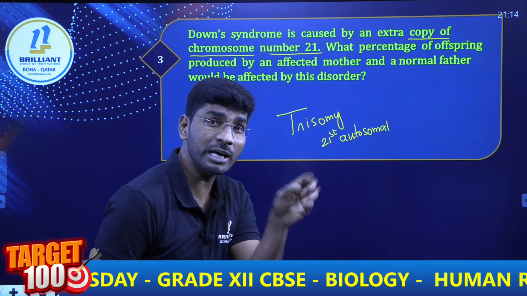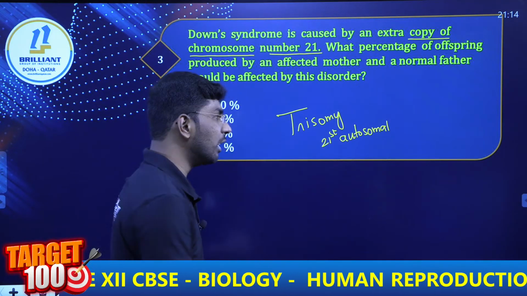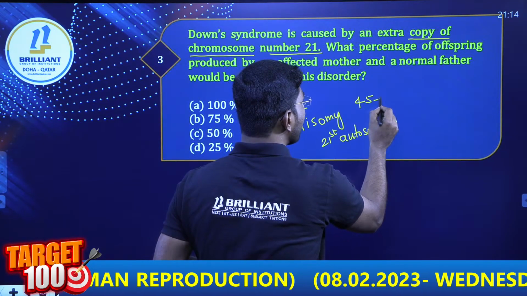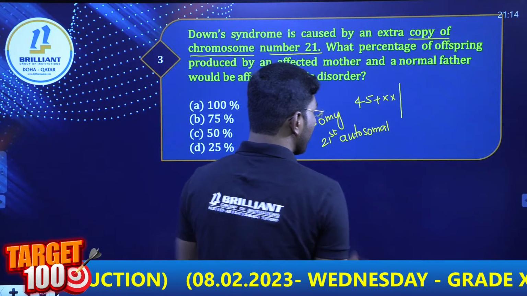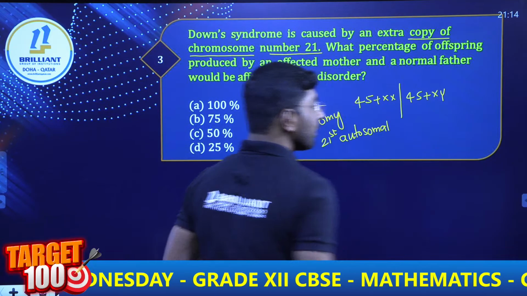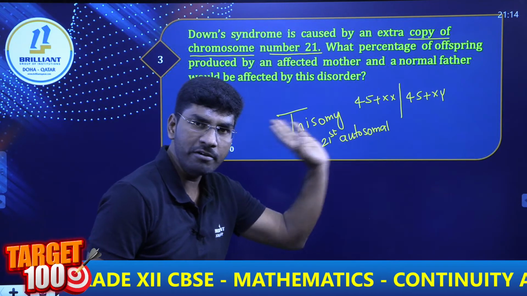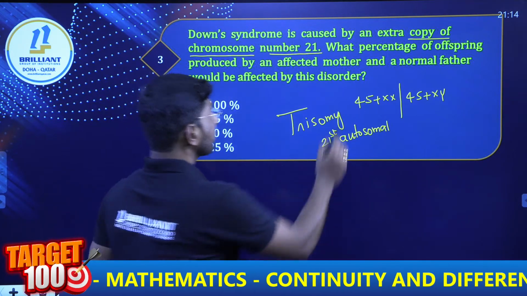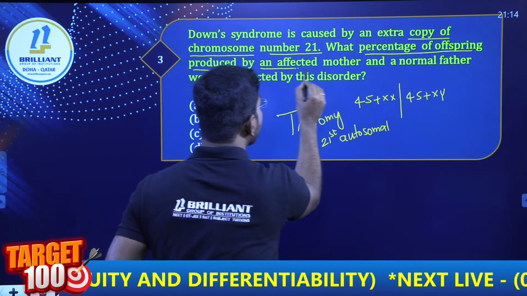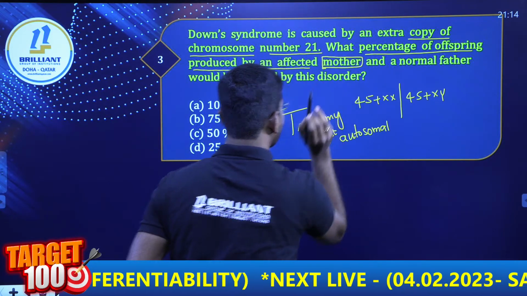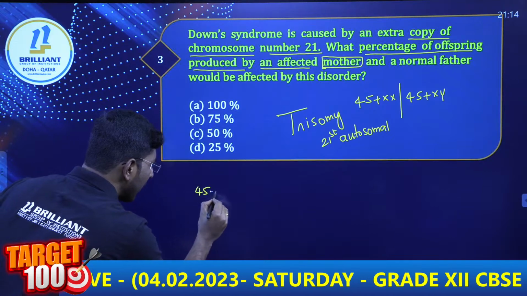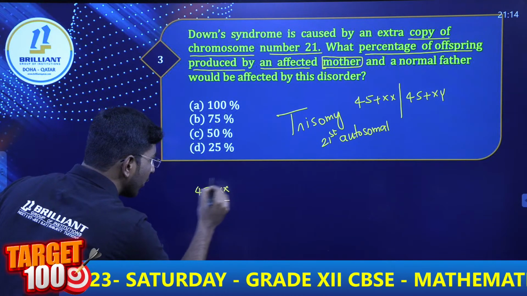So what is the karyotype of this individual? I can write the karyotype as 44 autosomes plus XX if it is female, or 44 plus XY. Am I clear? It could be both male and female. Now look at the question. What percentage of offspring produced by an affected mother, that means female? Let me write here: female, that means 45 plus XX is the karyotype of this mother.